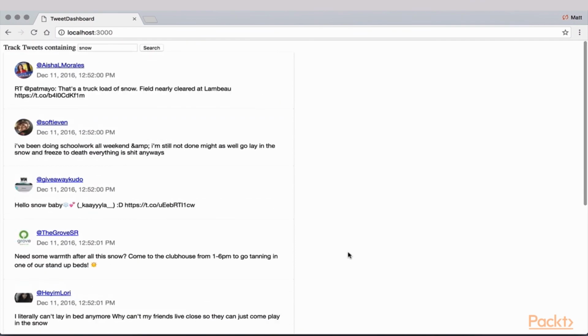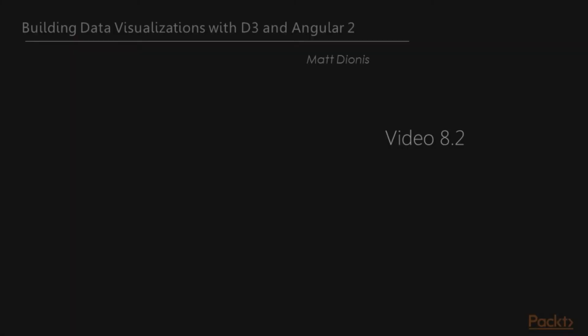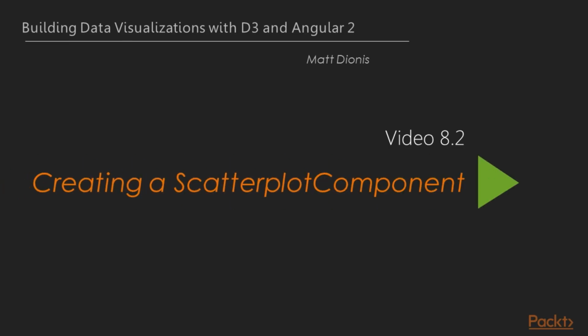We now have a tweet component which handles displaying information for each tweet that arrives from our real-time streaming API. It's now time to begin using D3 as we build a scatterplot component. Now that we have a predictable tweet object being returned from our server, let's use this data along with D3 to visualize our incoming tweets through a scatterplot.